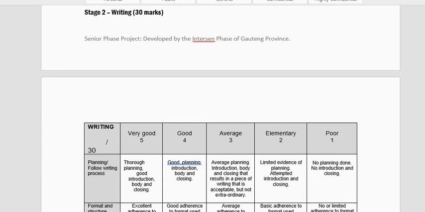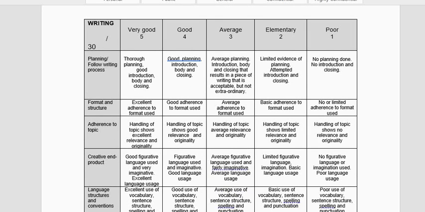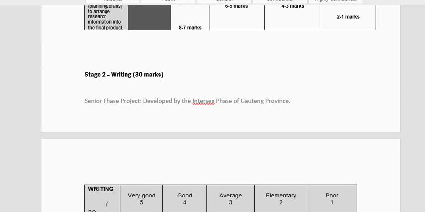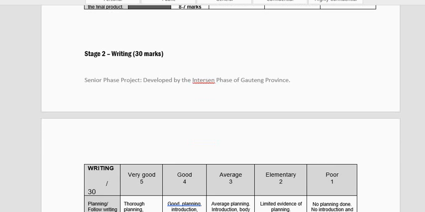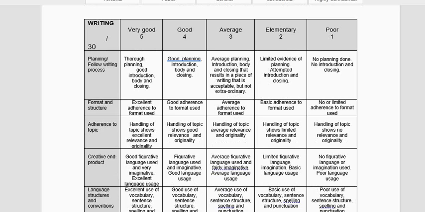As for the writing, it's also very, very user-friendly. It speaks absolutely to this research project. Here you find your criteria. These are your descriptors, and you can see they are easy to use. Poor, elementary, average, good, and very good. Planning, and here we've got planning again. Planning and mind mapping, the same thing. The better the mind map, the better the planning at the end.